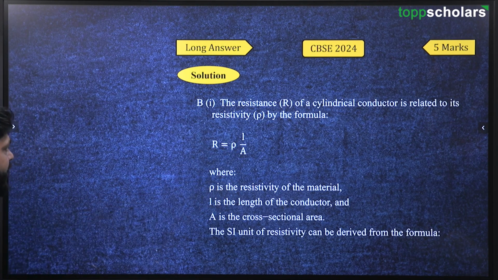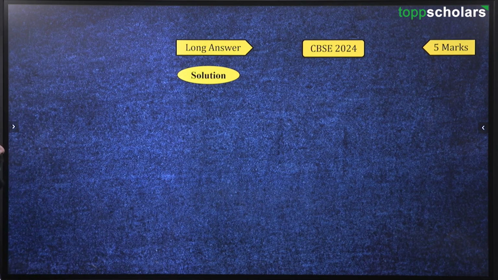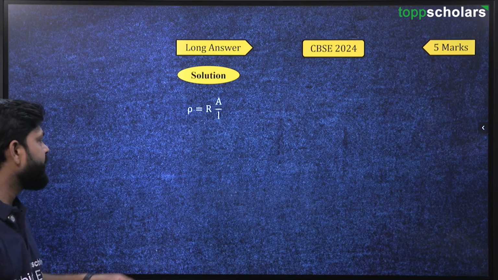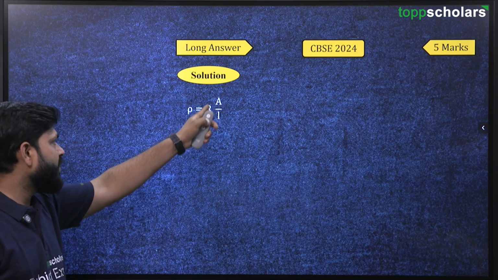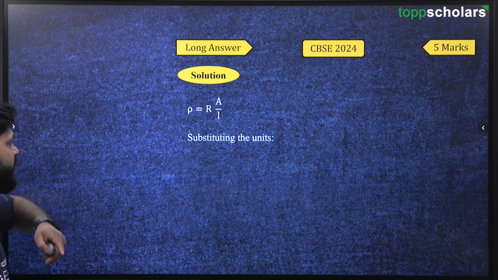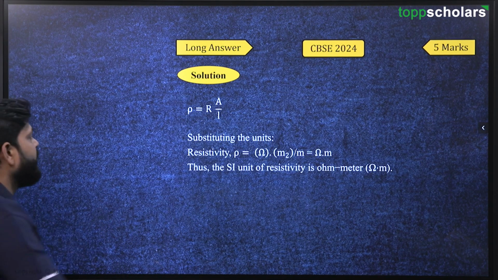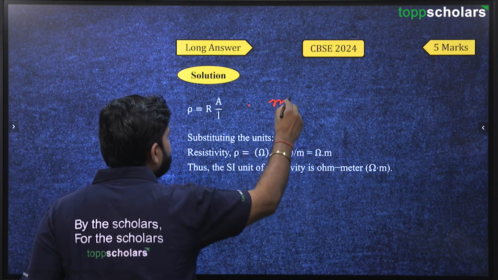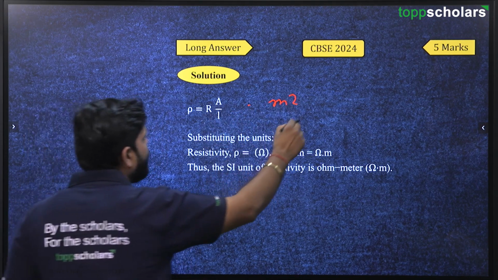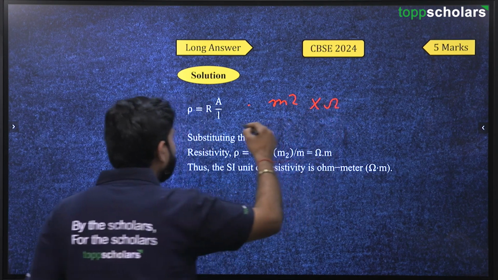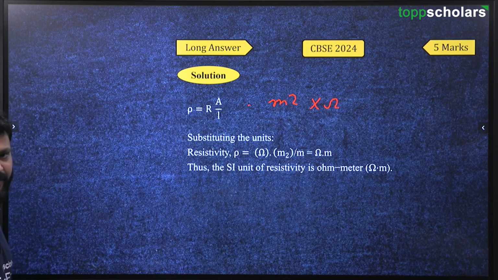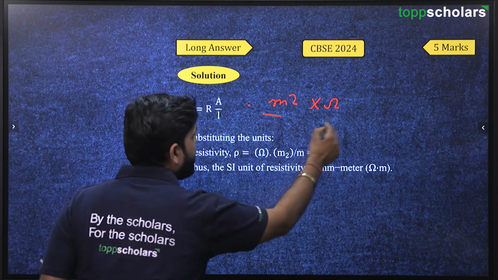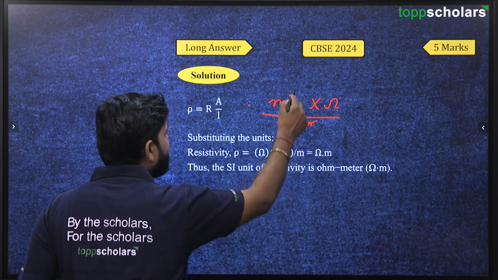Rho equals R into A upon L. Now, substituting the values: the area of cross section is in meter square, resistance is in ohm, and the SI unit of length is meter. So the meter will cancel out.